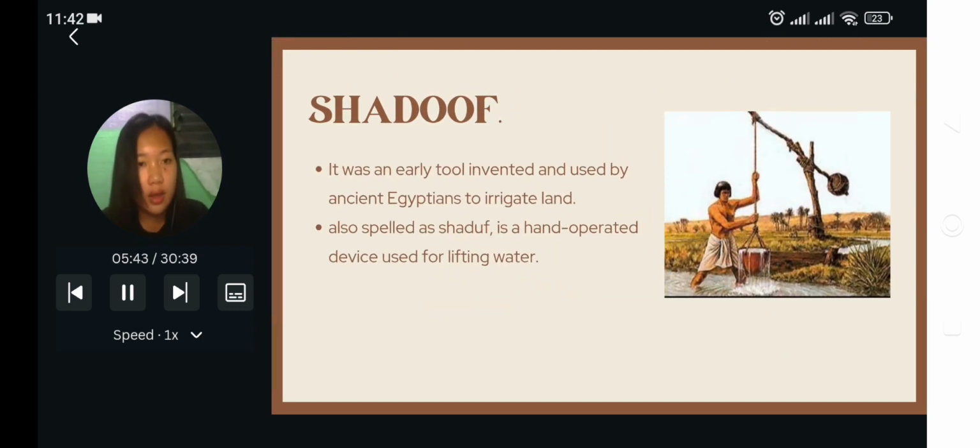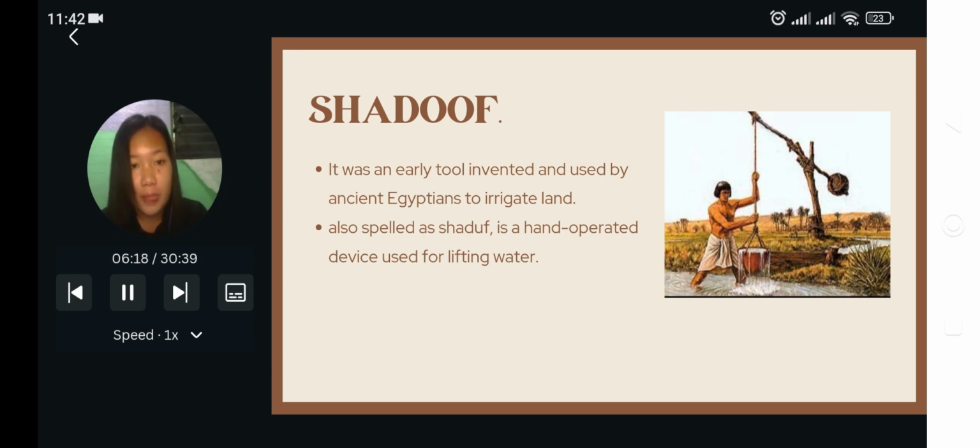Okay, the next invention during the ancient period is the shadoof. It was an early tool invented and used by ancient Egyptians to irrigate land. After paper, they invented the shadoof. It is very special, especially for the Egyptians who lived by the Nile River, because irrigation was very necessary to water their crops. Because of this shadoof, irrigating their land became easier.